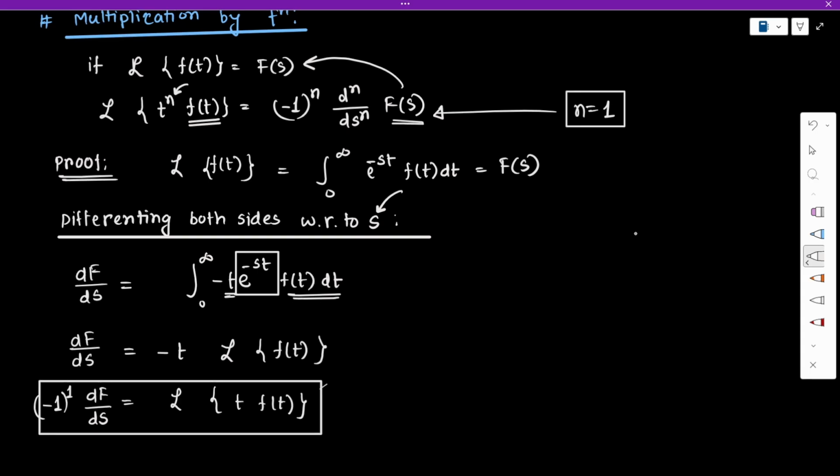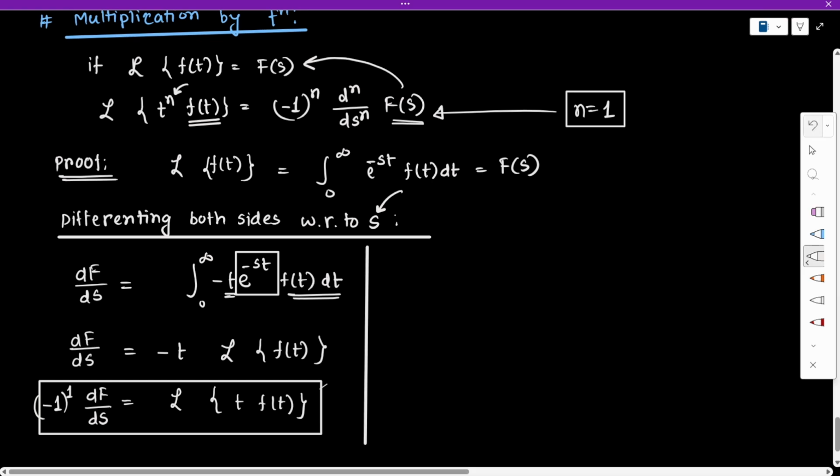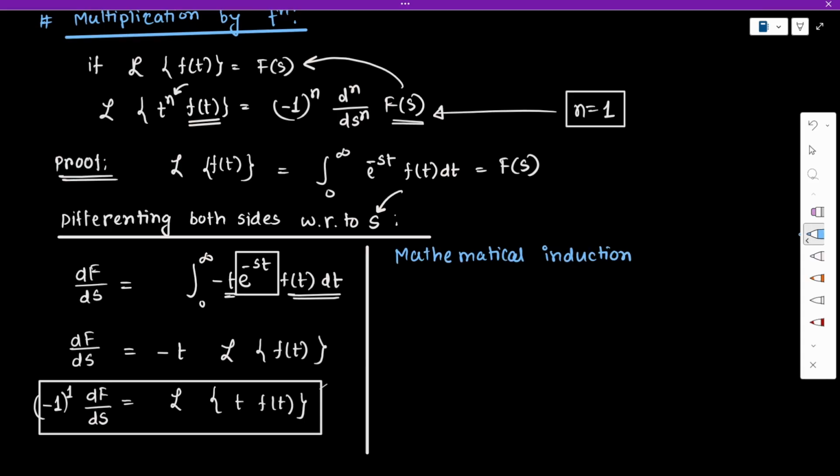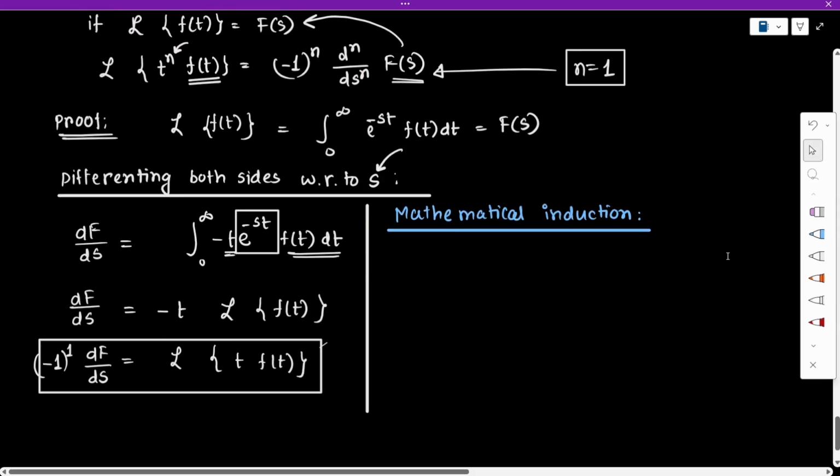But we want to prove that this equation is true for all sorts of n. We want n to be any natural number, so we want to prove that this equation is true for all values of n. So how do we do that? We use a fancy mathematical technique called mathematical induction.